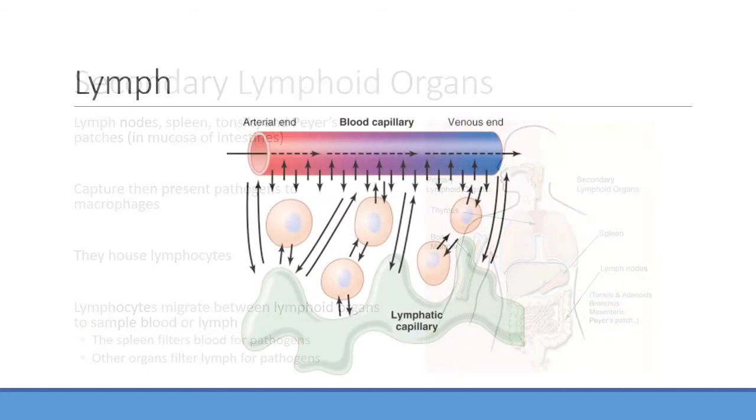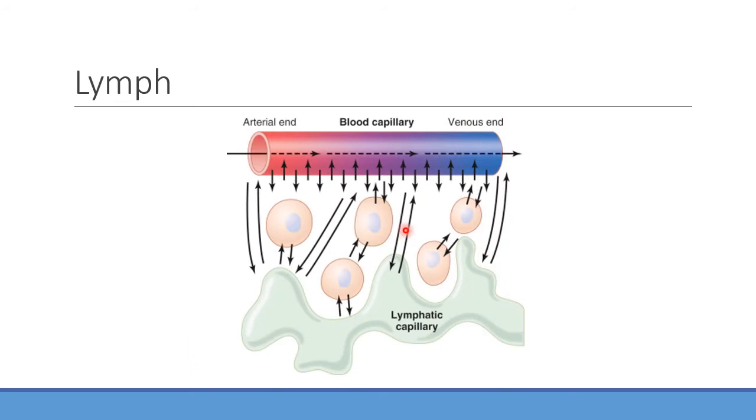Okay. You can see how these blood capillaries are not completely impermeable. You're going to be able to find that cells can move back and forth between the lymphatic capillaries and the bloodstream as well.